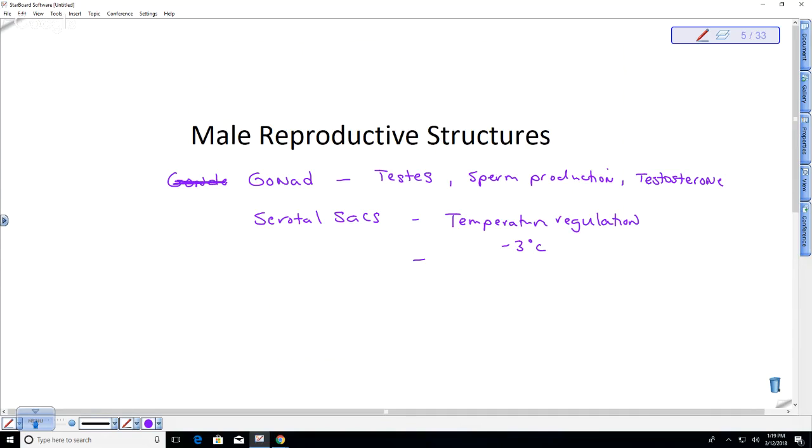Now, surrounding the testes is a structure which is called the epididymis. This is actually where the sperm become mobile, so they have the ability to swim. And this is also where the sperm are stored. So sperm become mobile, and they're stored here prior to ejaculation.